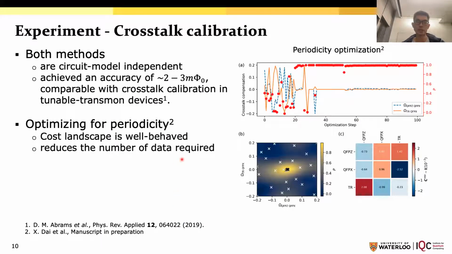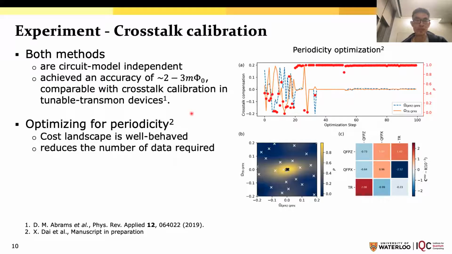So the result is that by applying these two different crosstalk calibration methods, we found that both can allow us to achieve a control accuracy of about 2 to 3 millifluxquanta, which is comparable to the crosstalk calibration results in tunable transmon devices.